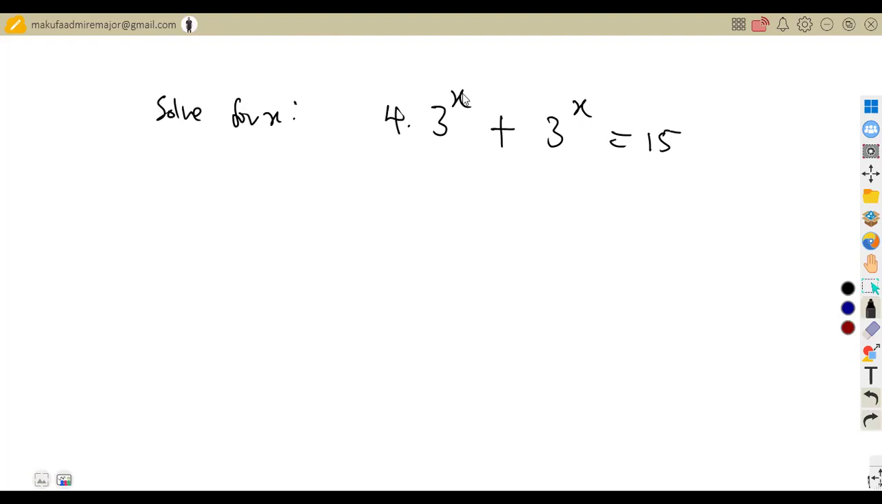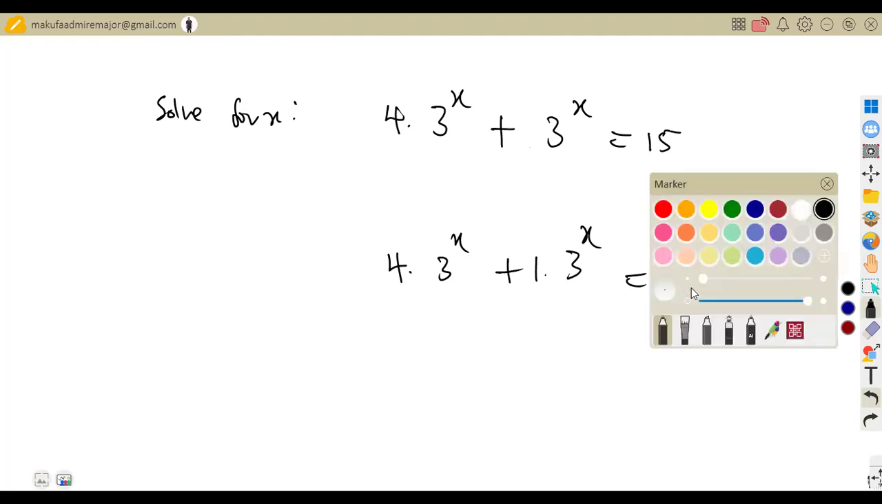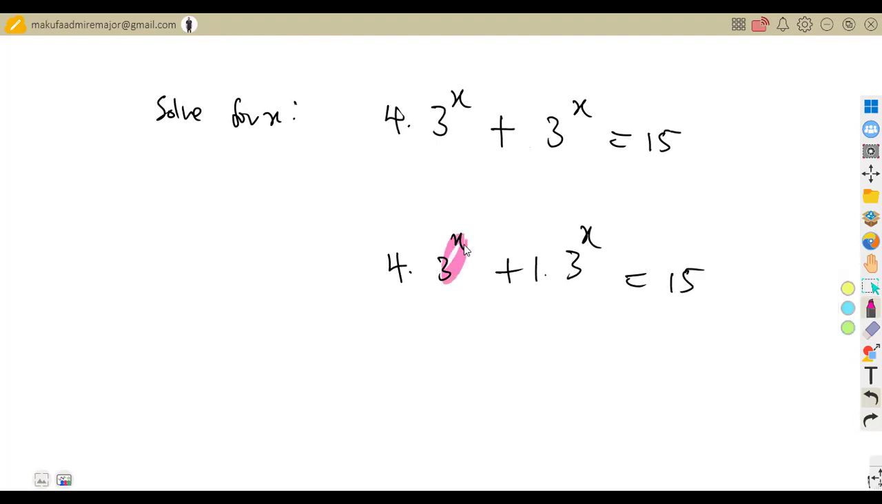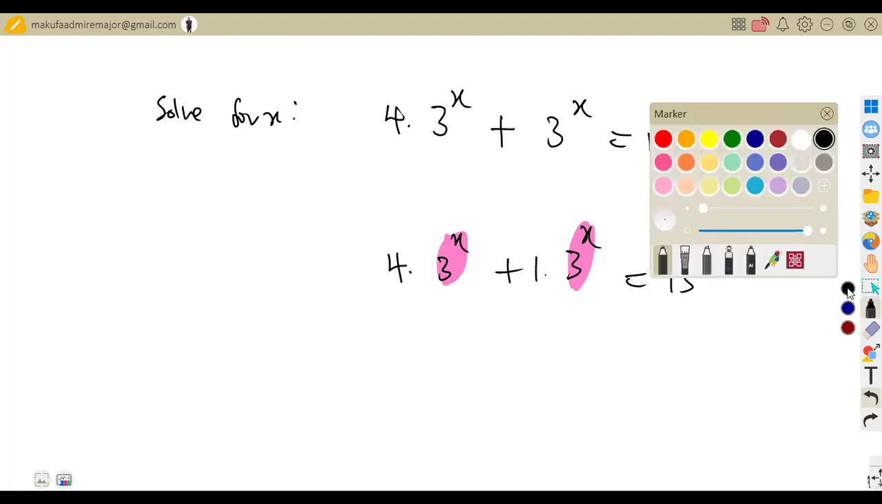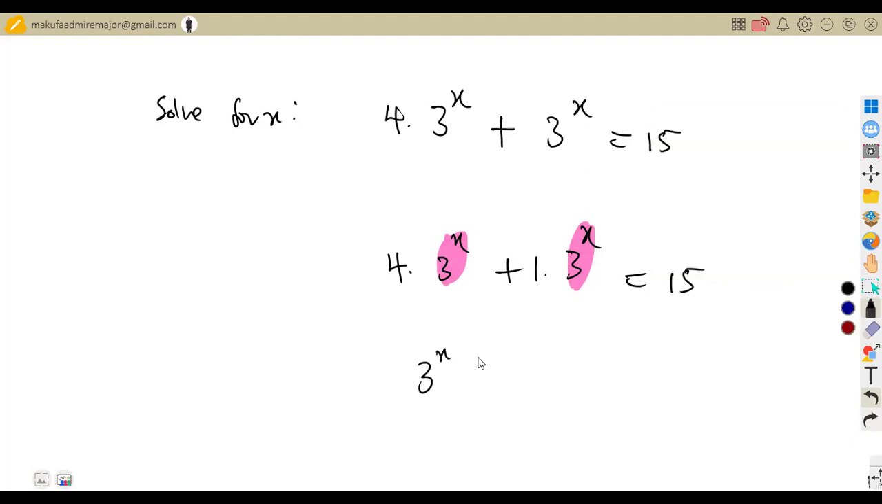So we can actually factor out 3 to the exponent of x, which is the common term. This is just like we've got a 1 there, isn't it? This is just like 4 times 3 to the exponent of x plus 1 times 3 to the exponent of x, which is equal to 15. So you can see that we've got a common term. It's not an issue of having a k there, because this is a common term, 3 to the exponent of x. We can factor it out. In some cases you can even solve by factorization here. We can factorize 3 to the exponent of x.